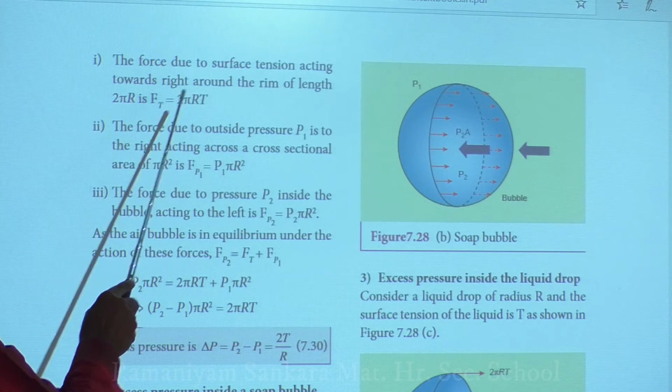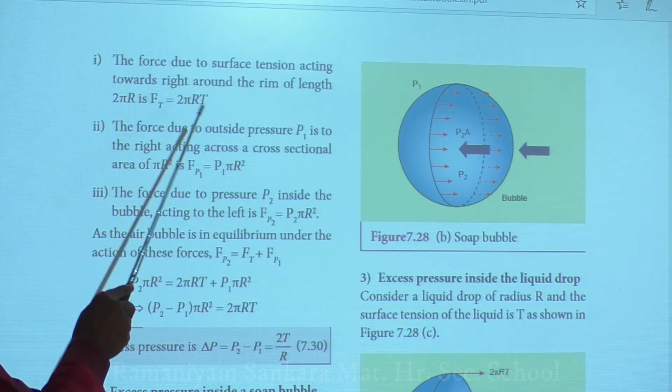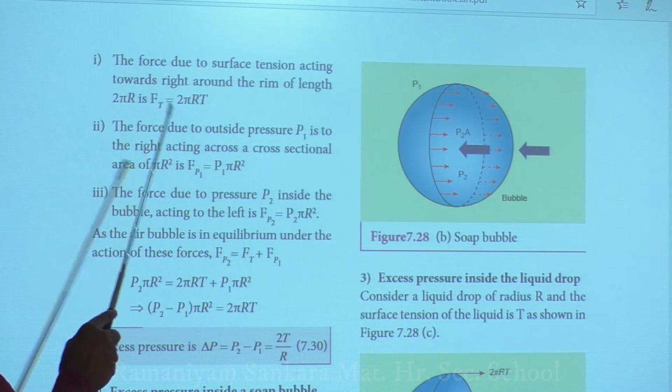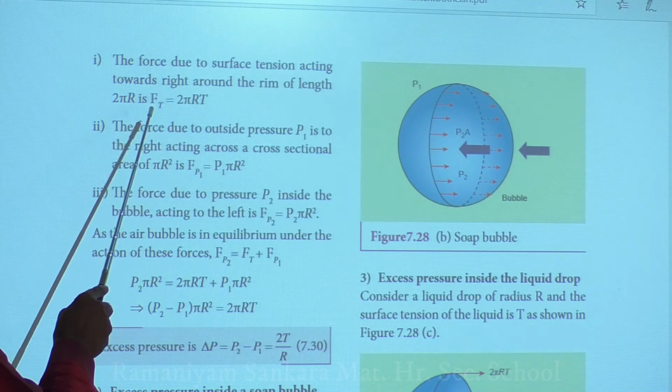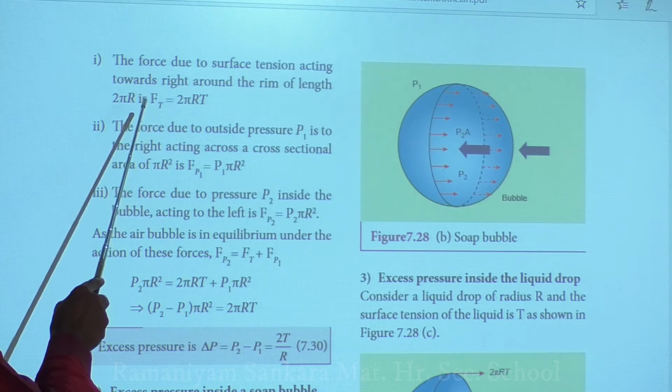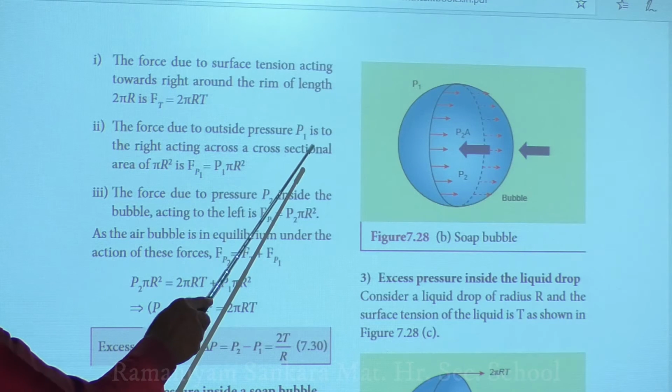T is capital T. L is what? Circumference. So 2 pi r. Remember carefully, from the formula they have taken the force of surface tension. Ft means force of surface tension. Force due to outside pressure.